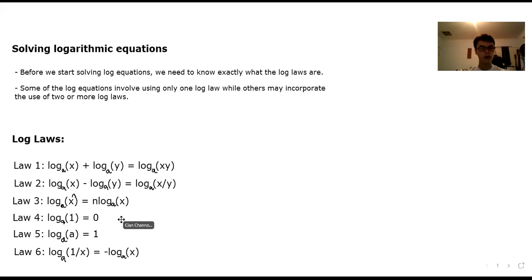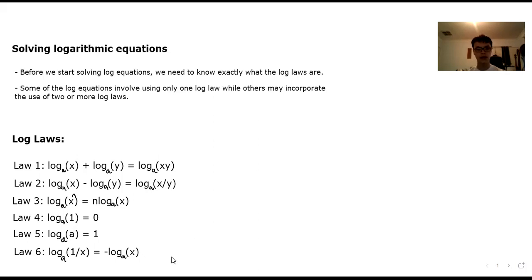Moving on to log law 4, we have the log of 1 to the base a equals 0. In its more general form, we can say that the fourth logarithm law states that the log of 1 to the base of any number will just equal 0. And the fifth logarithm law states that the log of a number to the base of that same number will just equal 1. For instance, the log of a to the base a will just equal 1 and so forth. Those two are fairly simple, laws 4 and 5.